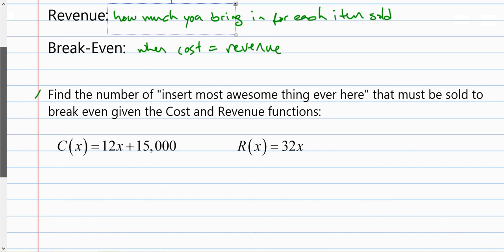So in this application problem, I didn't know what it was I wanted to sell. We're going to insert a number of most awesome thing ever that must be sold to break even with the given cost and revenue functions. Because of the way this is structured, we don't really need to define our variables. I'm going to define x. X is the number of awesome things.